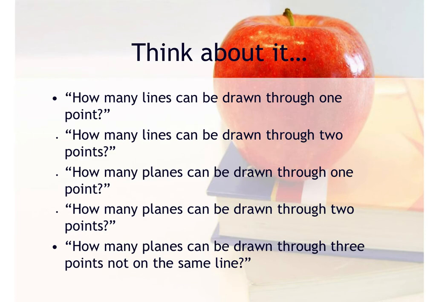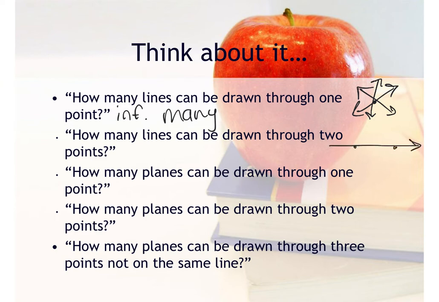All right, let's think about it. How many lines can be drawn through exactly 1 point? If you have 1 point, you can draw as many lines as you want through that point, facing in different directions. So the answer is infinitely many. How many lines can be drawn through 2 points? If there's ever 2 points, there's exactly 1 line that goes through them, so just 1.